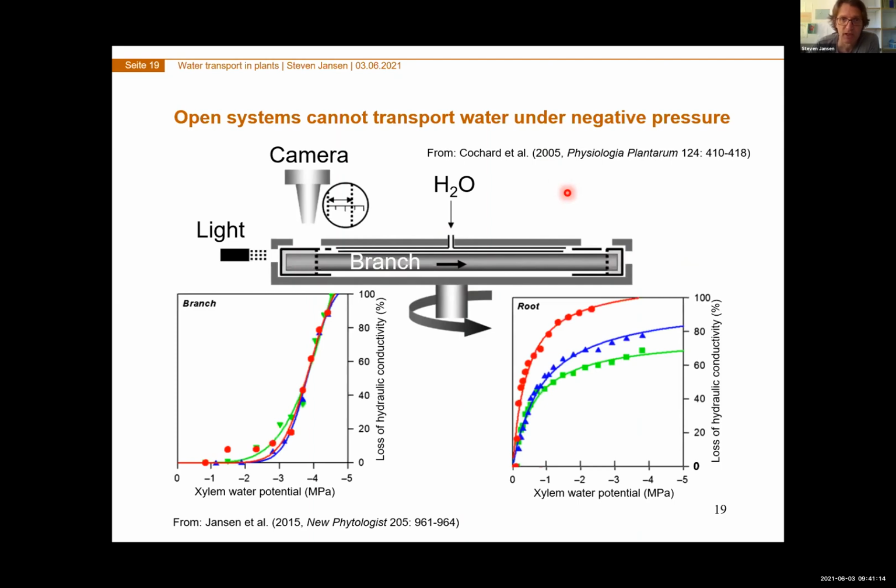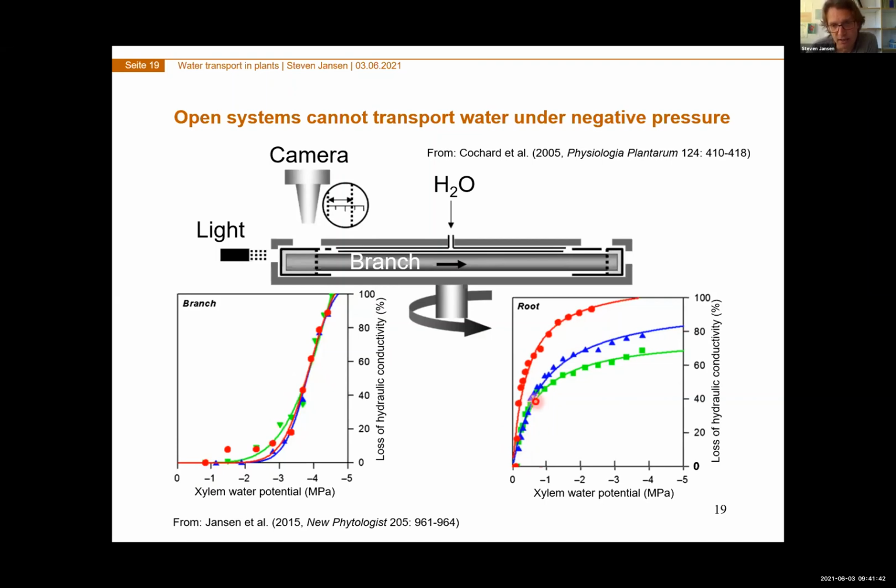And if we're sticking a branch here, this is another maple branch, you get this kind of curve. Nothing happens. You have maximum hydraulic conductivity until you reach about -2.5 to -2.7 megapascal, and then embolism kicks in until you reach 100% loss of your hydraulic conductivity. If you put in a root, you get a very different curve.